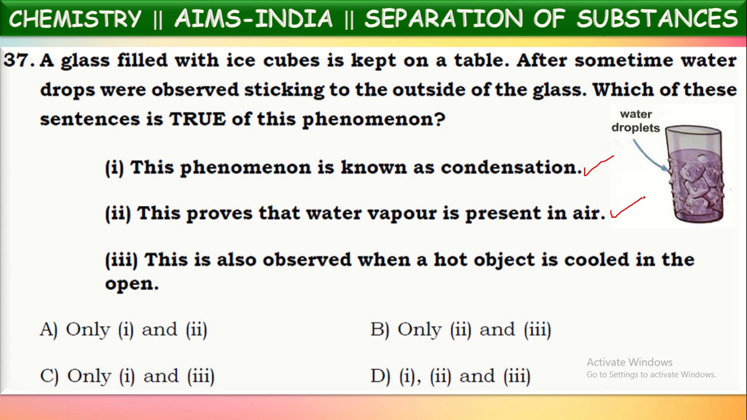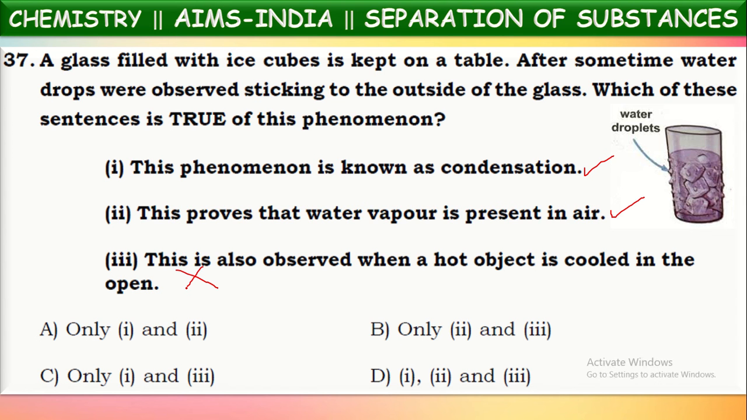Okay. Next, third statement. This is also observed when a hot object is cooled. No, we cannot observe this. When a hot object is cooled, condensation may not happen there. Condensation happens only with cool objects. When a gaseous substance touches a cool object, immediately that vapor will be condensed. So this may not always happen.